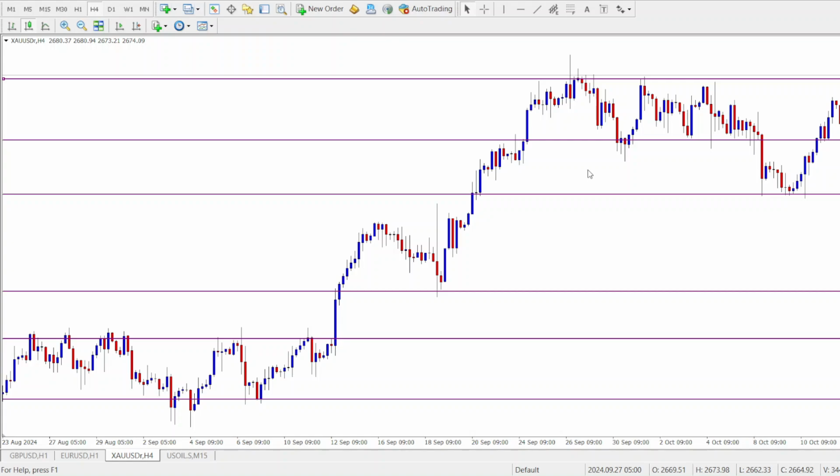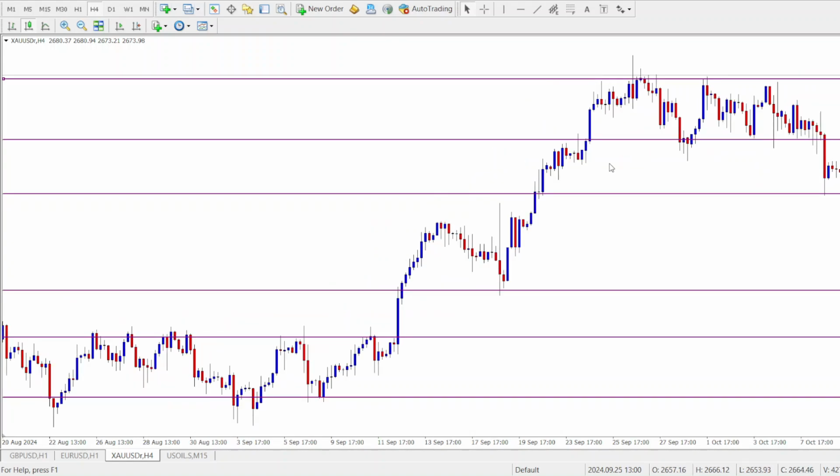Then for marking levels on the 4-hour chart, you might want to zoom out to see 1 to 2 weeks of price action, or you can even zoom out to see more. For example, in this particular chart, you can see that I zoomed out for over a month from 20th August to about 11th October. So that's even more than a month.